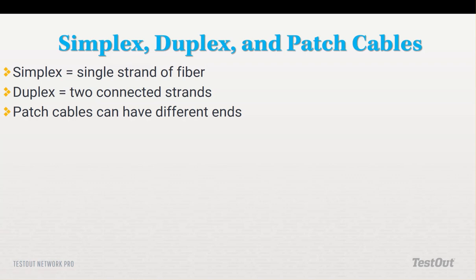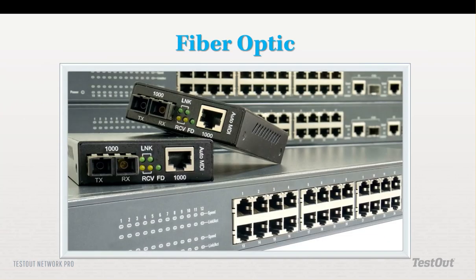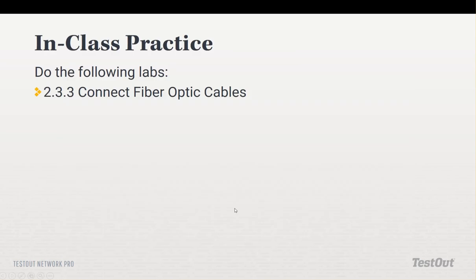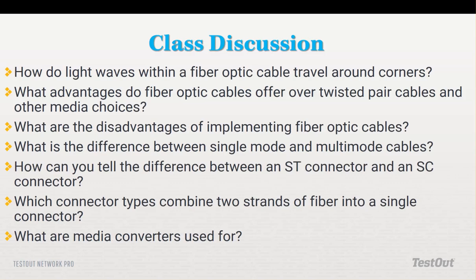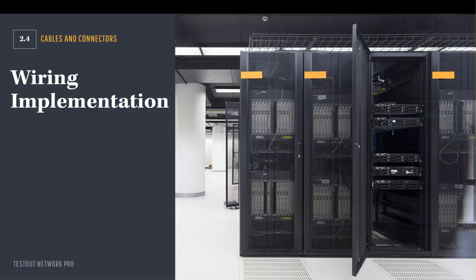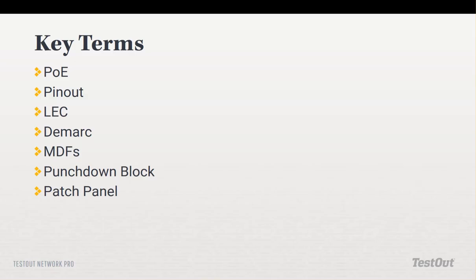Simplex is single strand, duplex is 2 connected strands, and patch cables, important to note, can have different ends. This is a converter, so you can actually do Ethernet cable and go out to fiber. So you're going to do the in-class practice, which is a simulation. Understand your class discussion. Wiring.